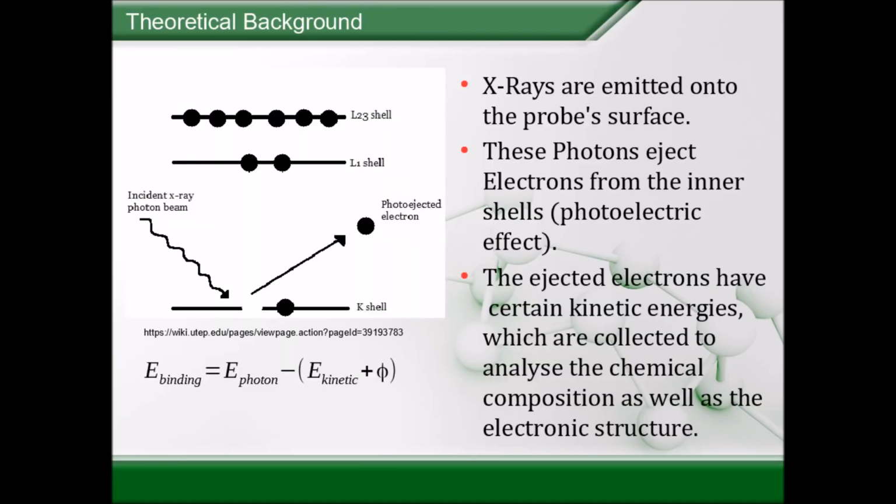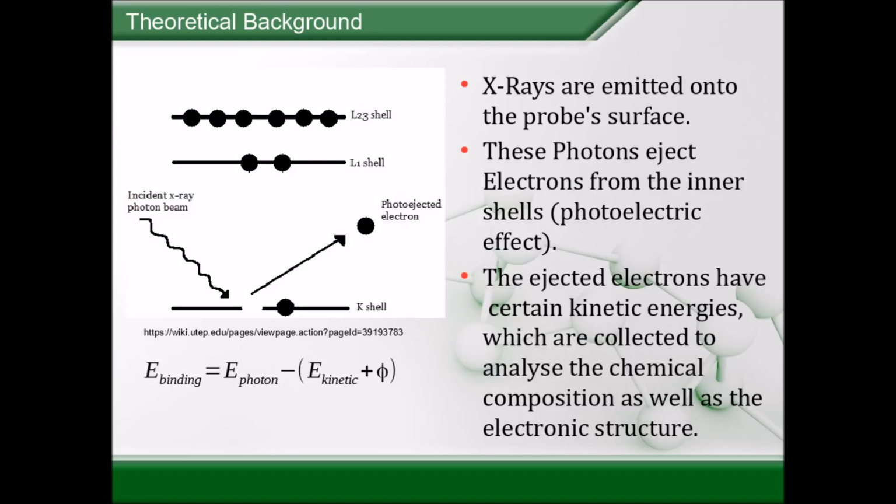Let's get into some theoretical background. The way this works is that we have an incoming X-ray, and if it has enough energy, it will be absorbed by an atom, and an inner shell electron will be ejected, exactly as demonstrated in this figure. This phenomenon is known as the photoelectric effect.